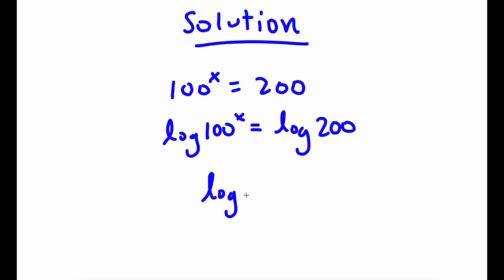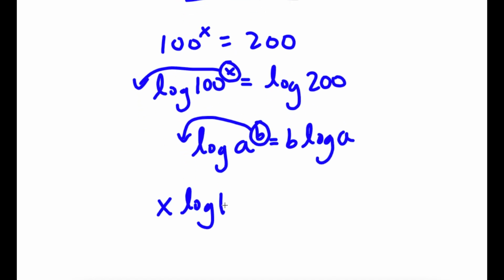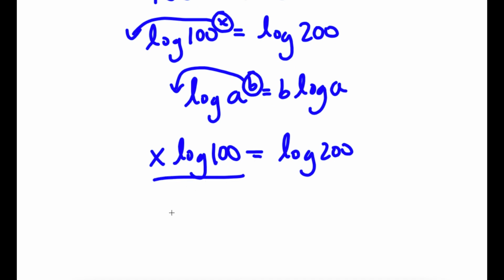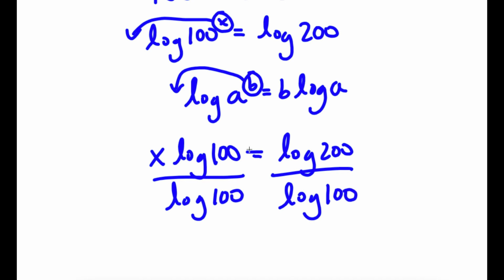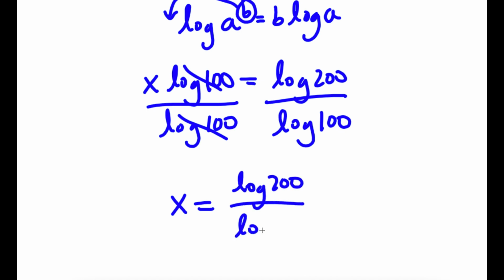Now if I have something in the form log a to the power of b, I can actually move this exponent b to the front. So this can equal b times log a. So in this case, log 100 to the power of x, I can move x to the front. So now I have x times log 100 is equal to log 200. Now, I'm going to go ahead and divide both sides by log 100. So log 100 and log 100, these two cancel out. So now I have x is equal to log 200 over log 100.